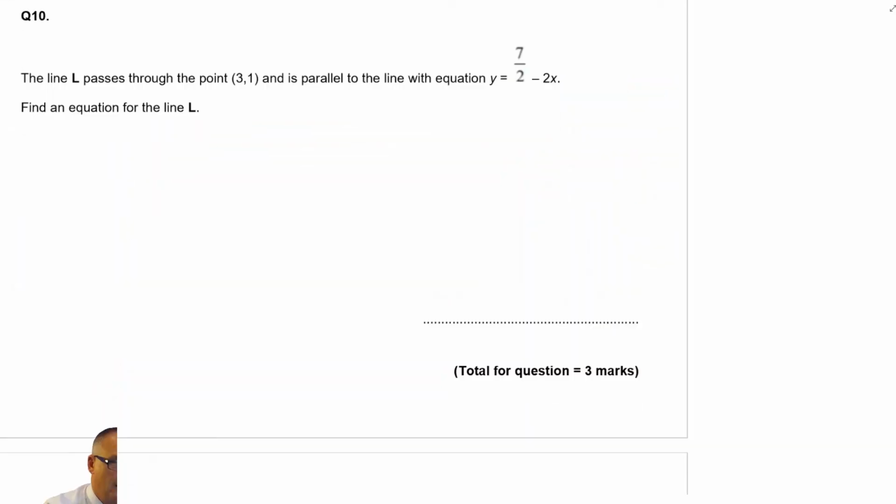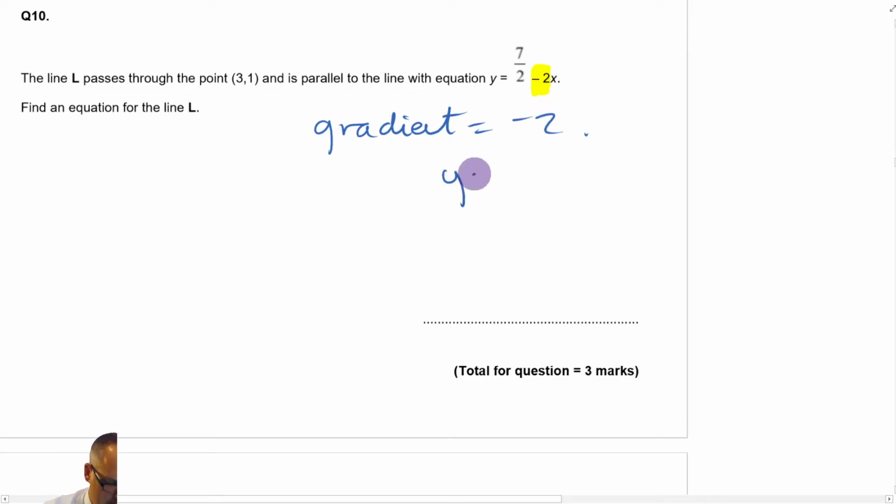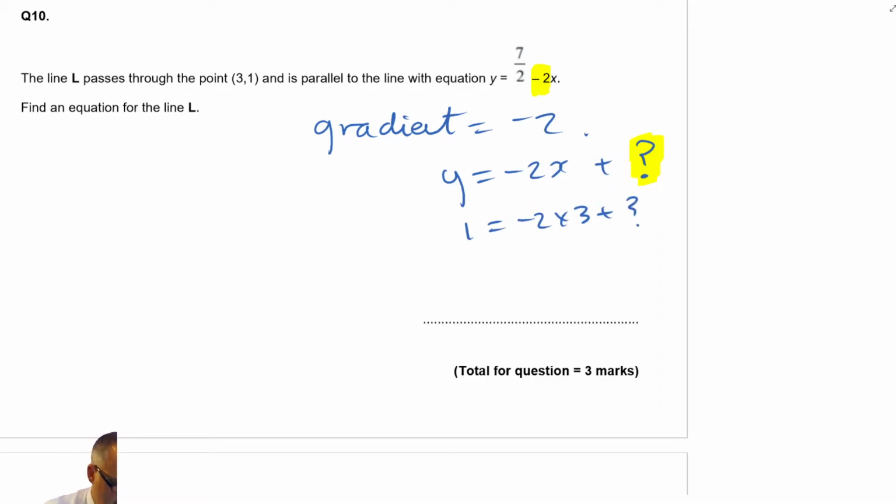Okay, question 10. L passes through the point 3, 1 and is parallel to the line y equals 7 over 2 minus 2x. So to find the gradient of our line L, we need to find the gradient of this line, and it's how many lots of x, which is minus 2. So the gradient will equal minus 2. So we know we've got minus 2x plus something. We don't know what this something is. But we do know that it goes through the point 3, 1. So put the point 3, 1 in. So we go 1 equals minus 2 times 3 plus my something that I don't know.